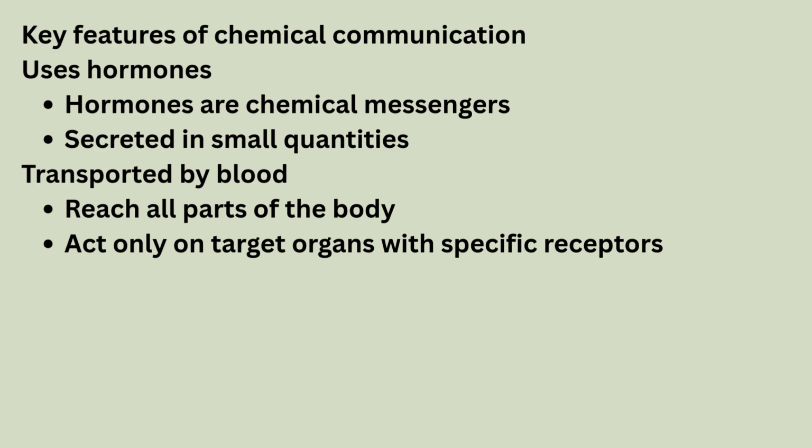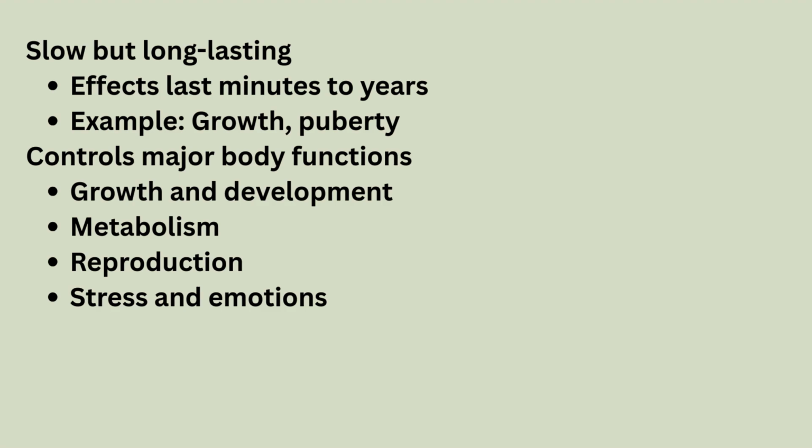The key features of chemical communication are that they use hormones. Hormones are chemical messengers, as I already told. They are secreted in very small quantities. They are transported by the blood. They reach all the parts of the body and act only on the target organs with specific receptors. It is a slow but long lasting process. The effects last minutes to years, for example, growth and puberty. It controls the major body functions like growth and development, metabolism, reproduction, stress, and emotions.